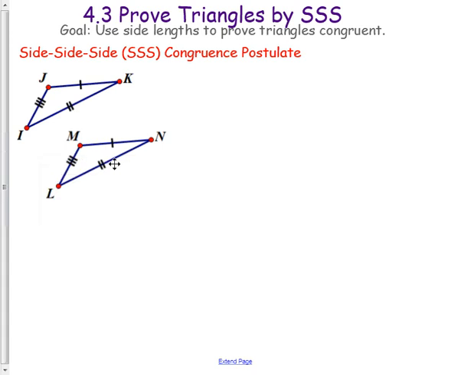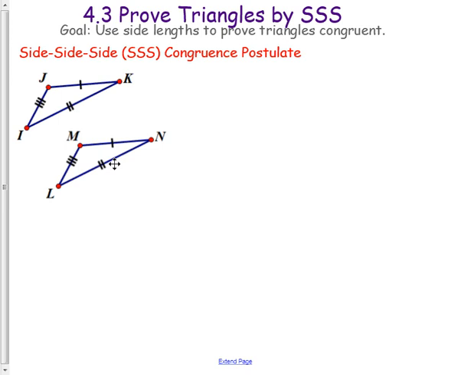Section 4.3, prove triangles by side, side, side. Our goal in this section is to use side lengths to prove triangles are congruent. In section 4.2, we talked about congruent figures, and in order to prove two triangles were congruent, you had to prove all three pairs of sides and all three pairs of angles. Realistically, it's not feasible to prove all of that every single time. So what we do is we have some shortcuts.